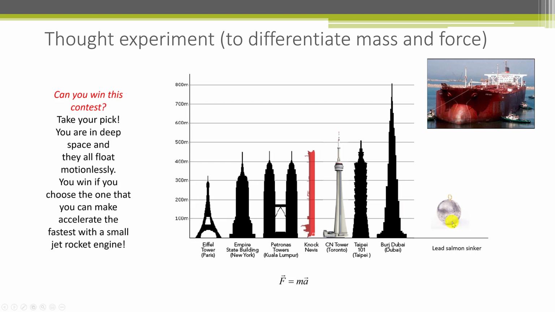I hope you picked the sinker because all of these have the same weight in space, which is 0, but their masses are vastly different. These all have large masses, whereas a sinker has a very small mass. You can see that a is equal to F, the force, divided by the mass. So since the mass is very small, acceleration would be the largest for this sinker.